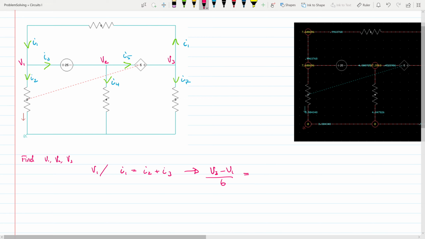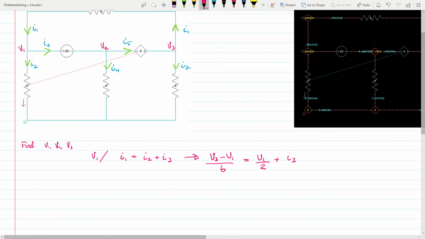So there's I1, and then I2 can be similarly written as V1 minus 0 for ground, divided by 2, and then we have the plus I3. Well, I3 we don't have an expression for, because there's no resistor that's connected to I3. So we'll leave that for later.